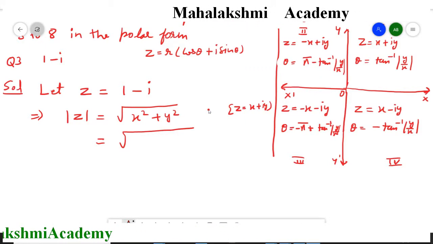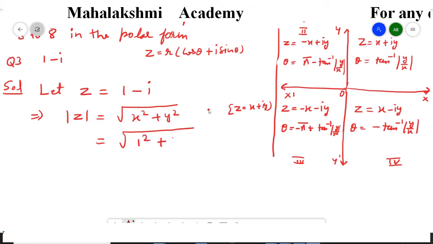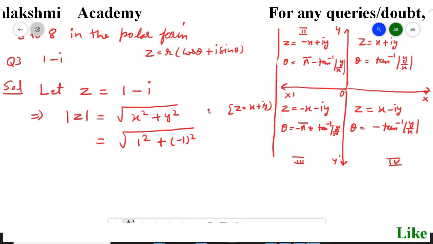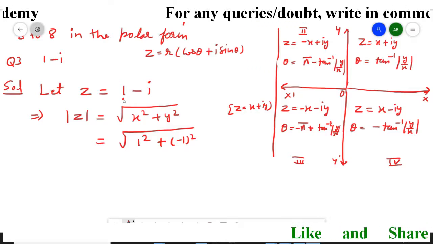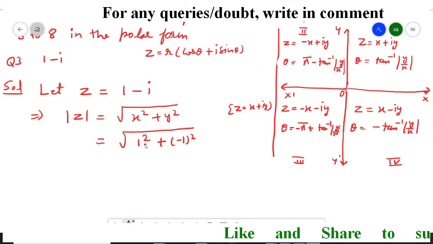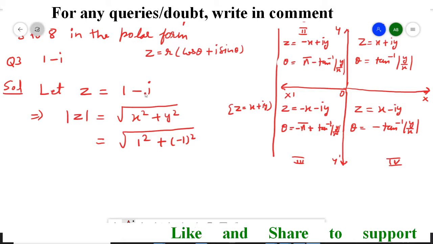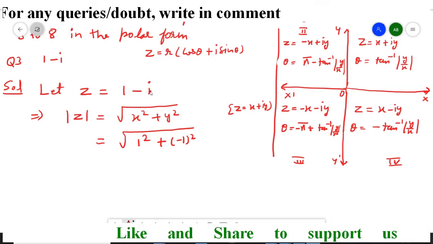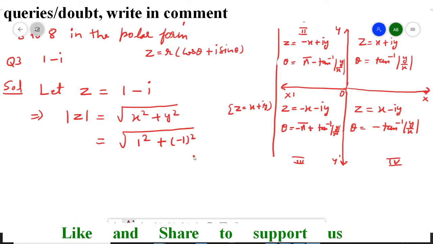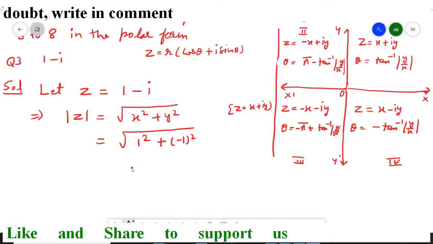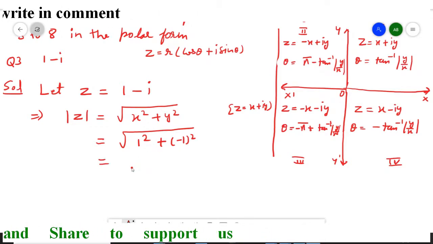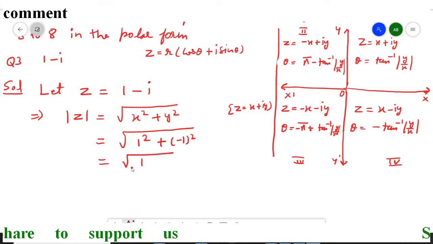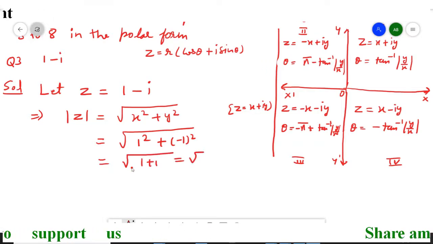Now the real part x square is 1 square and imaginary part square means minus 1 square. The one without iota is named the real part, that is our x, 1. For the imaginary part, there is no coefficient of iota written, meaning 1, so minus 1 is our imaginary part. Now when we simplify it, we will get the modulus as 1 plus 1, which is root 2.